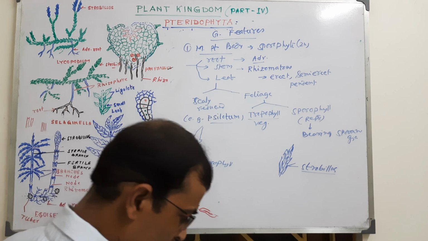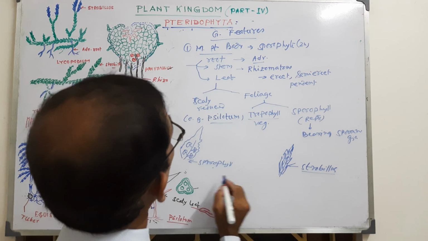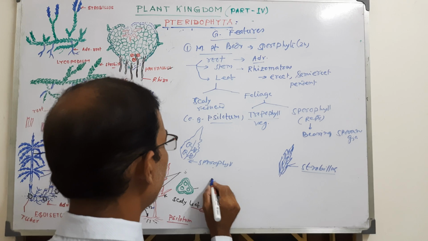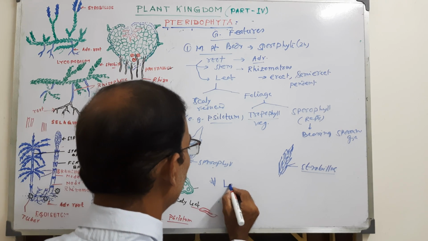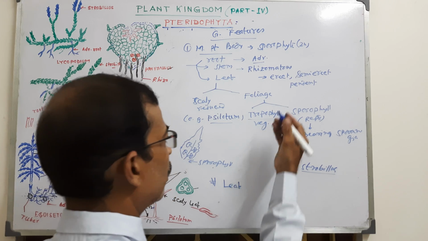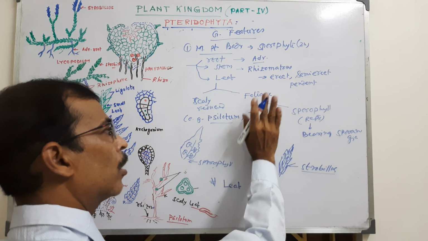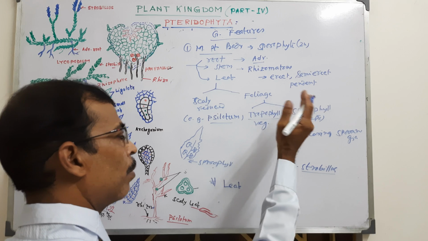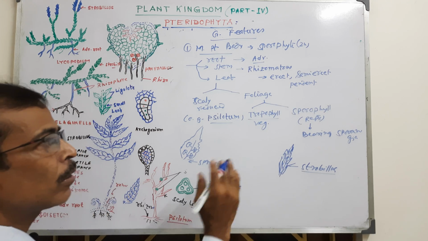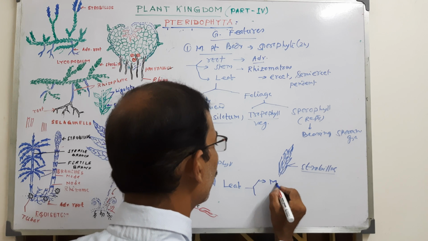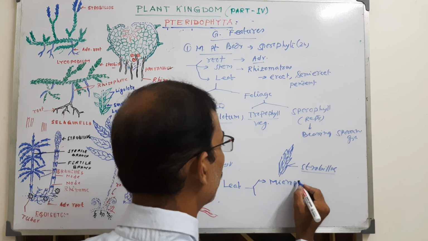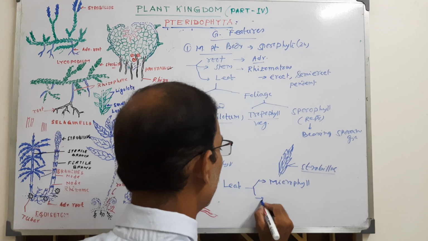Now leaves, about leaf. Another point. Tropophyll and sporophyll are on the basis of the presence or absence of sporangia. But leaf, according to the size, they are of two types. That is microphyll and macrophyll.